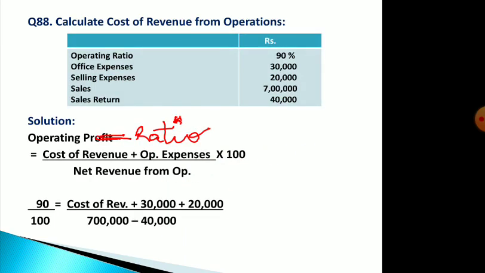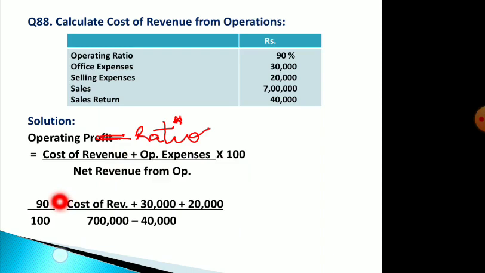The last question of this part, question number 88. Calculate cost of revenue from operation. Operating ratio is 90%, office expenses 30,000, selling expenses 20,000, sales 7 lakh, sales return 40,000. Now we'll start with the formula, that is operating ratio. Since operating ratio is given, operating ratio is equal to cost of revenue plus operating expenses, or what we call operating cost. So we have written the formula for operating cost, that is cost of revenue from operations plus operating expenses divided by net revenue from operations into 100.